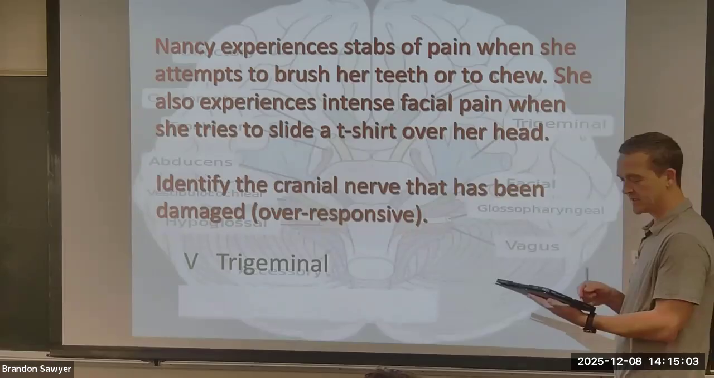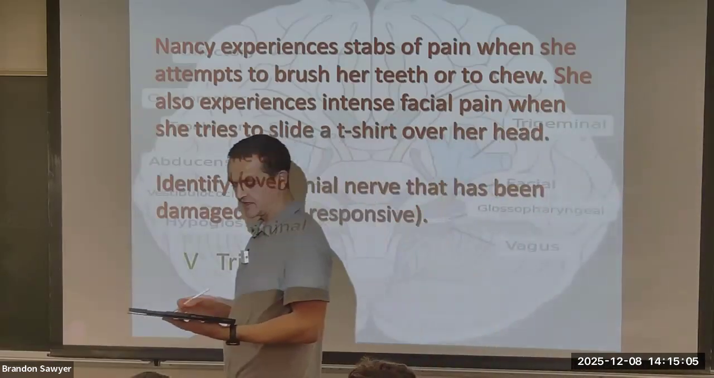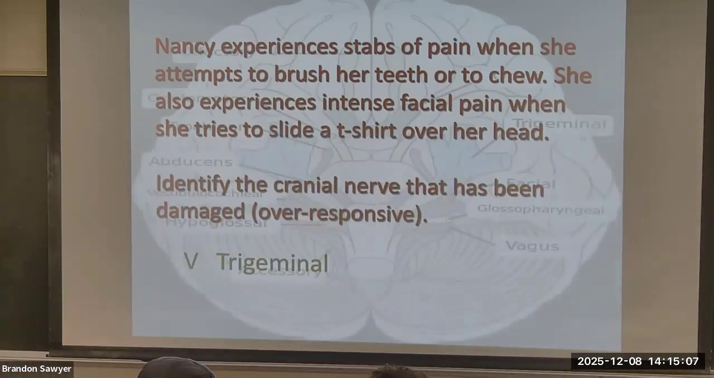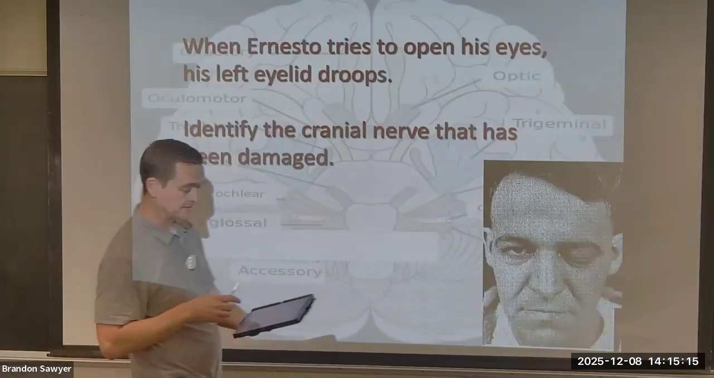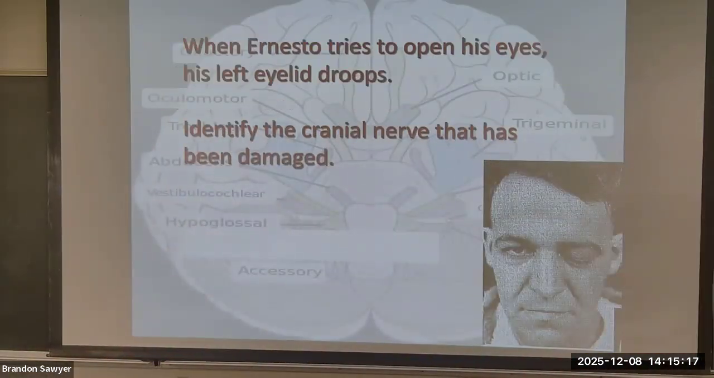It's the trigeminal nerve. All right, so that's all of that sensory information in your face and your forehead. All of that is controlled by the trigeminal nerve. Okay, all right, next one. Which one controls eyelid function?